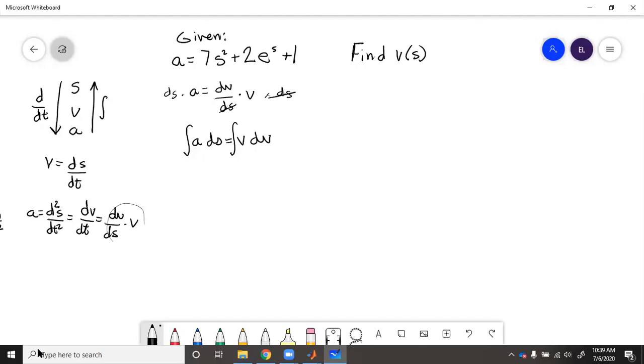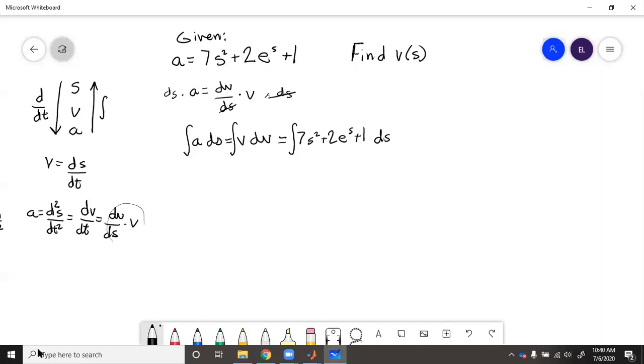Now, a has s in it, because this is going to be a of s. So we take this, put it in there instead of a. So we'll have 7s squared plus 2e to the s plus 1 ds. So now we've got all the v's on one side, all the s's on the other side. We can find v of s.